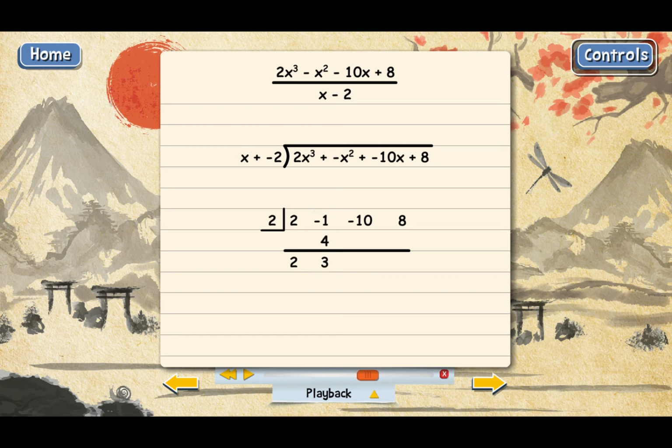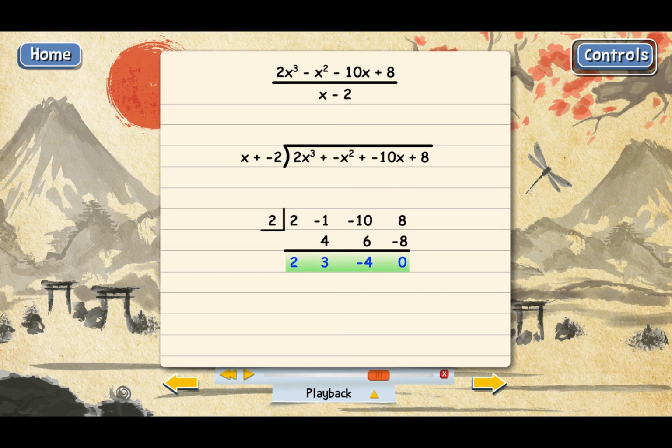And now we do the process all over again. 3 times 2 is 6, which goes here. And then negative 10 plus 6 is negative 4, and that goes below. Next, negative 4 times 2 is negative 8, which goes right here. And then adding 8 plus negative 8 is 0, and that goes here. And these numbers below are our answer.